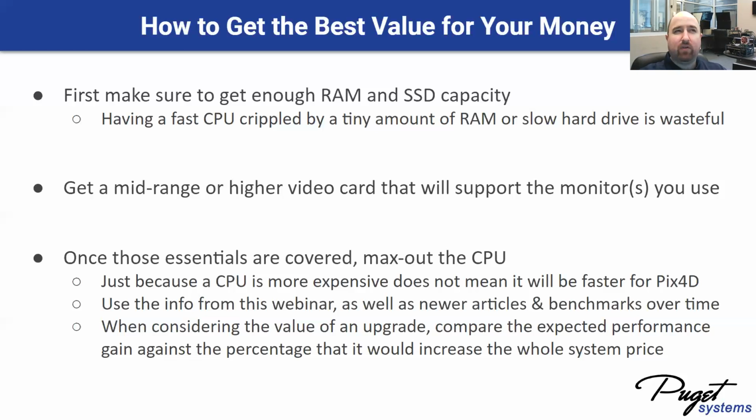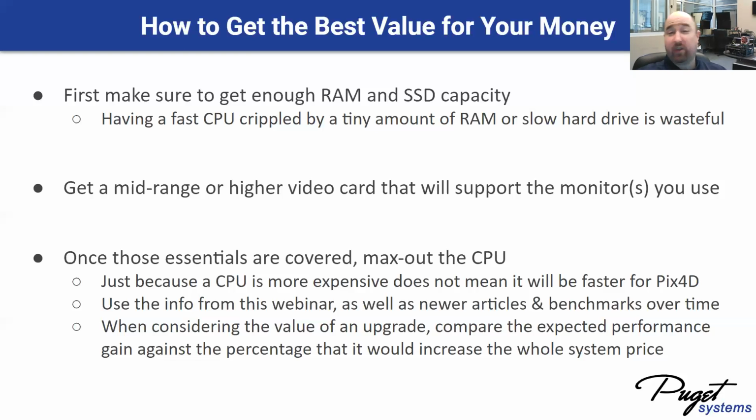And if you're considering what CPU to get, one thing I also find helps is don't just look at the cost of the CPU. Say the two Threadripper models, there's the 3960X at $1,300 and there's the 3970X at $2,000. That's almost a 50% price increase for the higher end model. You're not going to get a 50% increase in Pix4D performance from it.